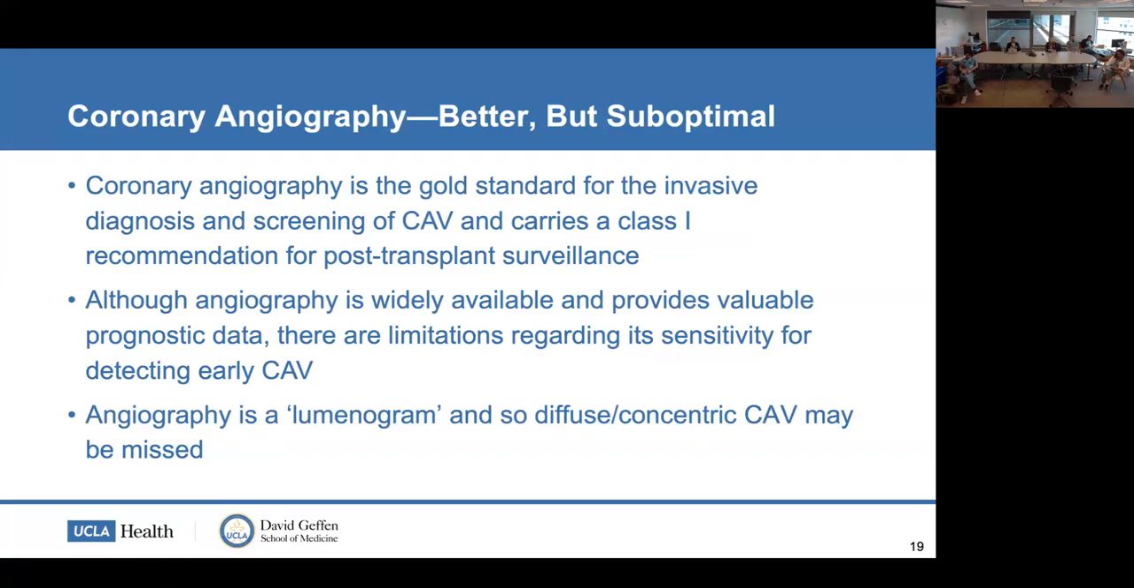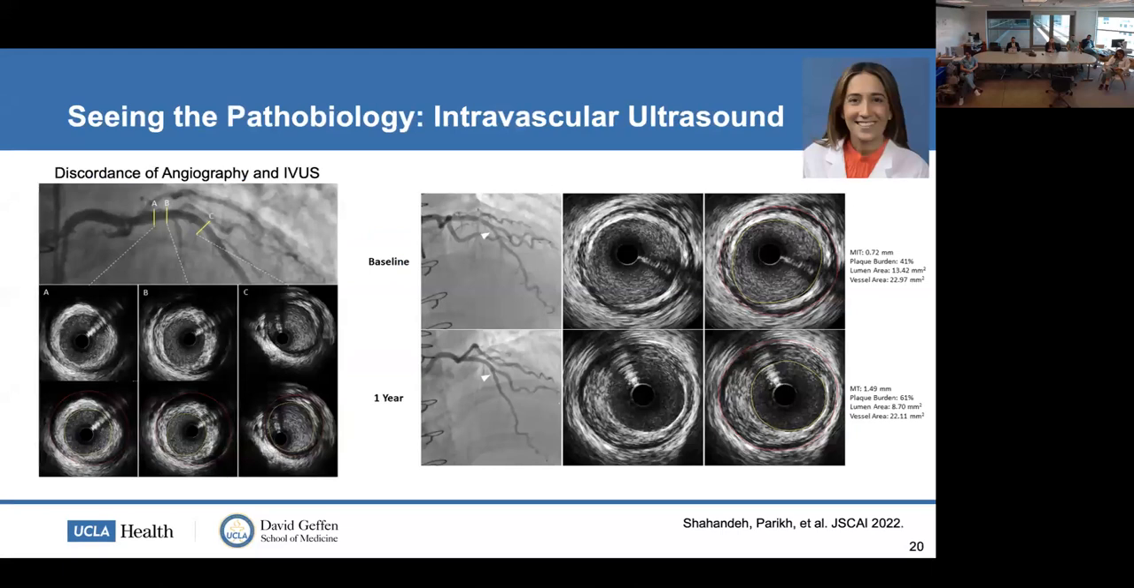And what I tell the fellows all the time in the cath lab is, remember that angiography is really just a luminogram. And so if you have a disease process, unlike native atherosclerosis, which is usually focal and eccentric, if you have diffuse concentric CAV, you might miss that on an angiogram. And so that leads us to intravascular ultrasound, which has become the new gold standard for detecting CAV early after transplant.